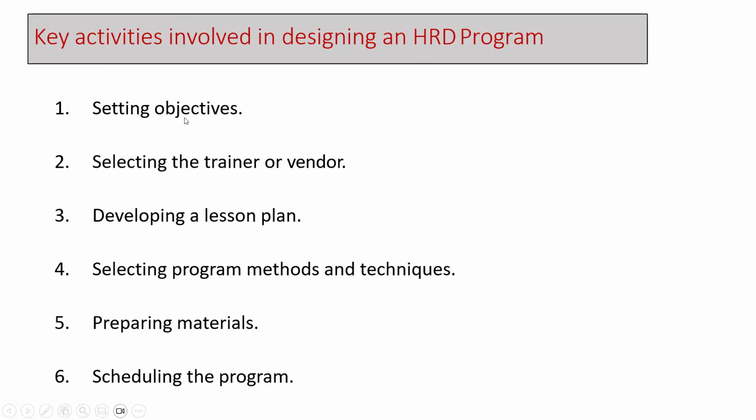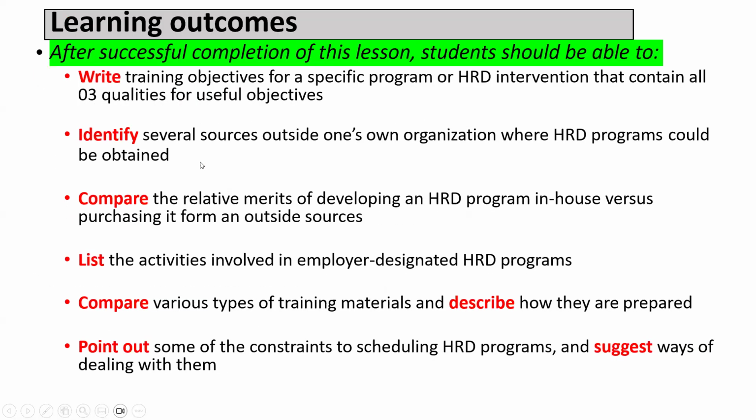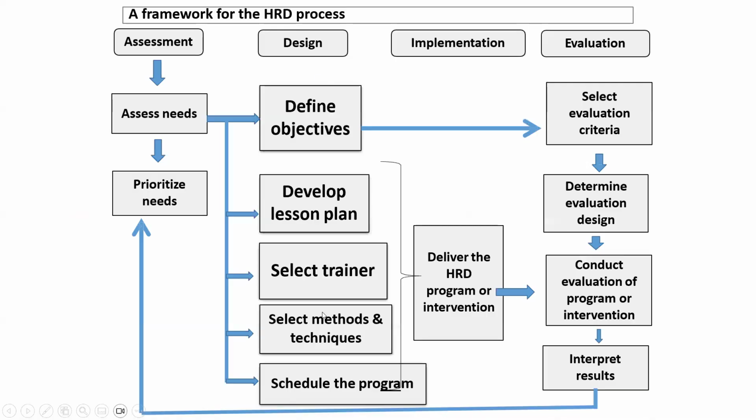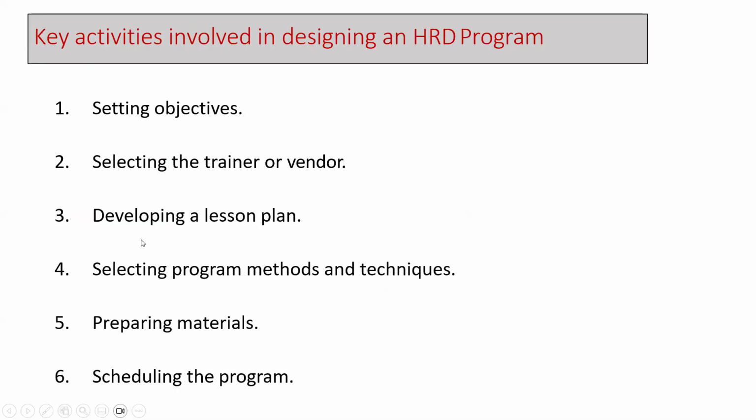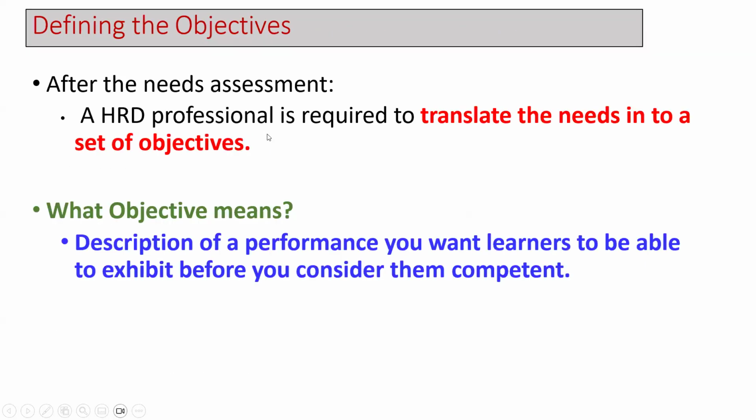Right? The key activities involved, as we discussed in this diagram, are listed here: setting objectives, selecting the trainer or vendor, developing a lesson plan, selecting program methods and techniques, preparing the materials, and scheduling the program. Those are the sub steps, and those things will be discussed one by one. Defining objectives, the first one, this one.